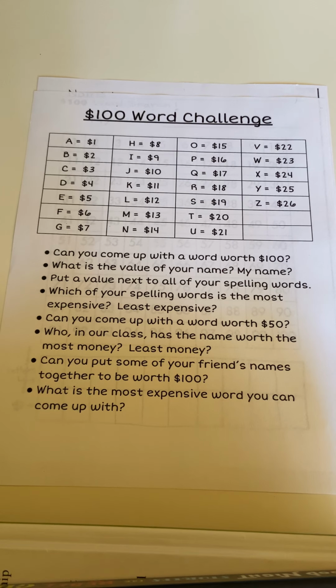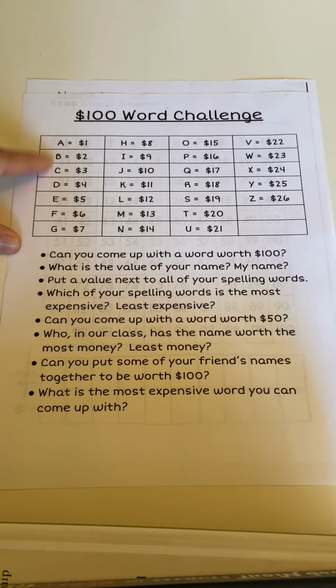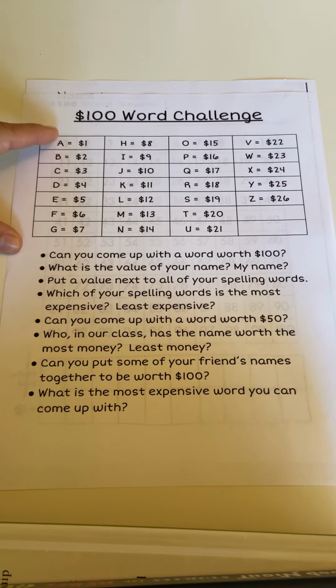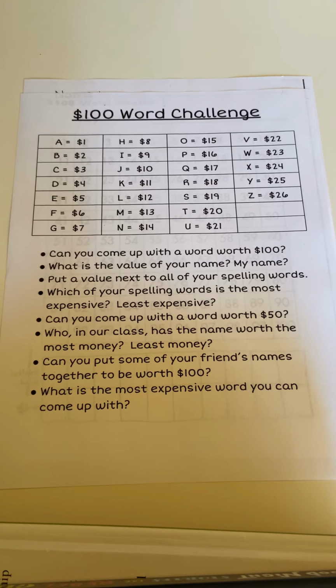So in order to do this activity, you need the menu of how much each letter is worth. So A is worth $1, B is worth $2, C $3, and it goes all the way up to Z, which is worth $26. So you can print this out or you can make your own menu, and you can see there's a list of questions and challenges for you to explore using this price list.